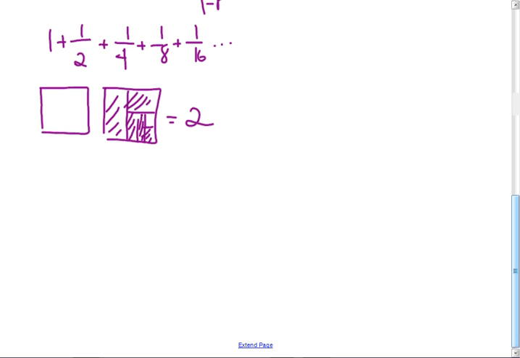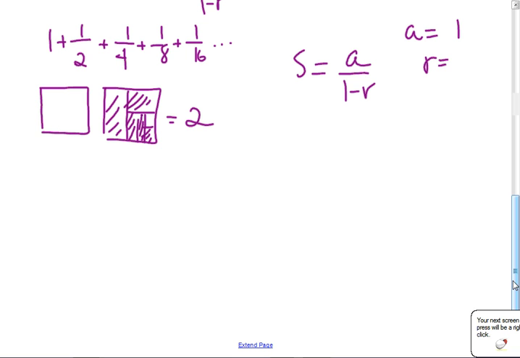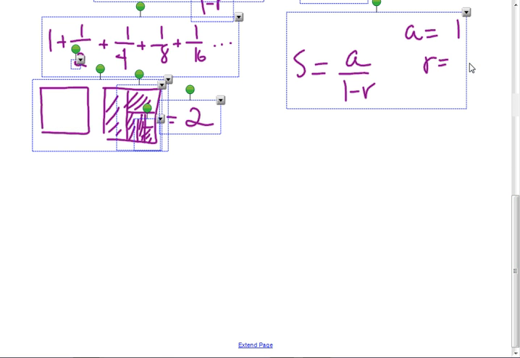So yes, this converges. We could use the formula S equals A over 1 minus R. What's A equal to? 1. What's R equal to? How do I go from 1 to 1 half to 1 fourth? R is equal to 1 half.